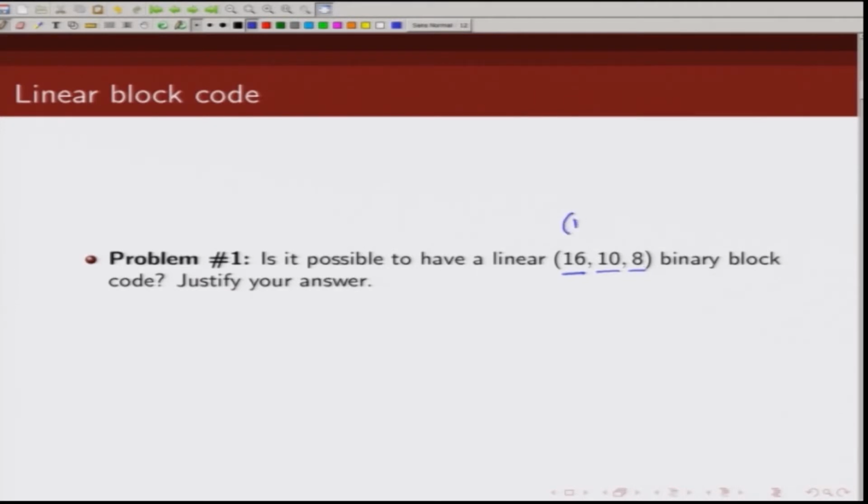So, when I write this like this, this stands for n, then this is k and this is minimum distance. So, is it possible to have a code which has length 16, information sequence length 10 and minimum distance of 8? Now, how do we solve it? We have talked about various bounds on minimum distance. So, let us see whether this satisfies the bounds on minimum distance.